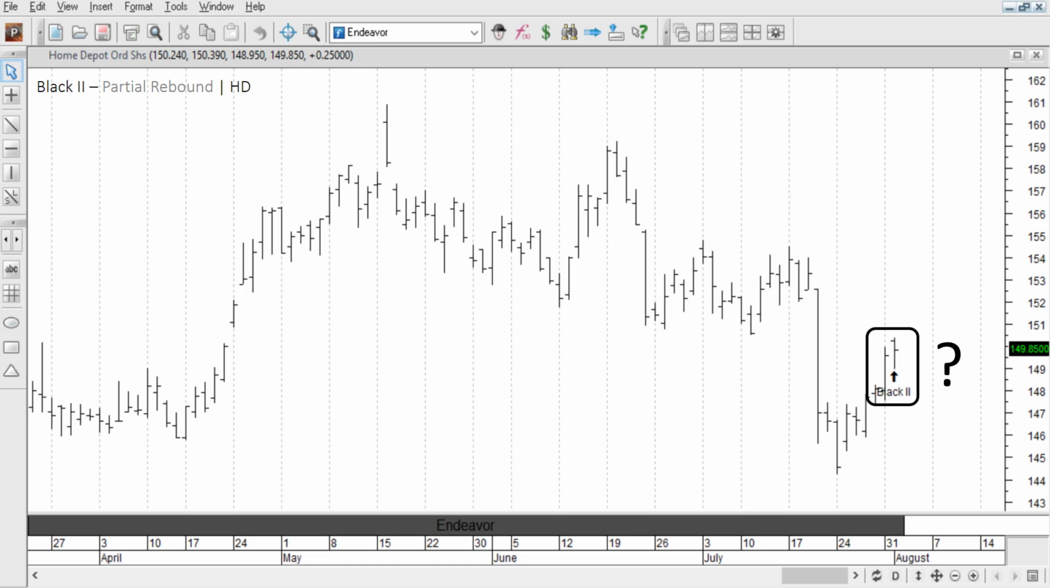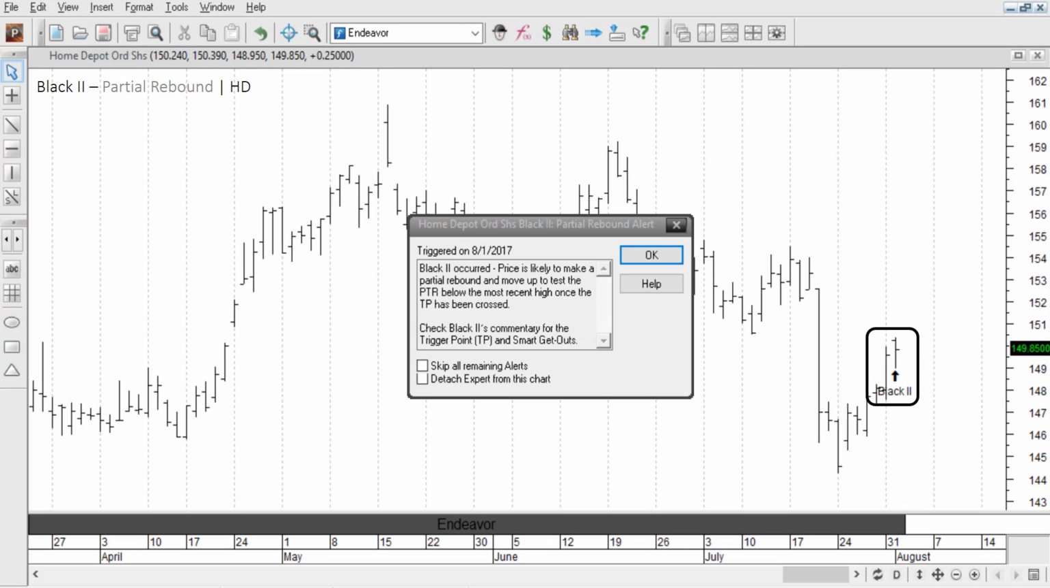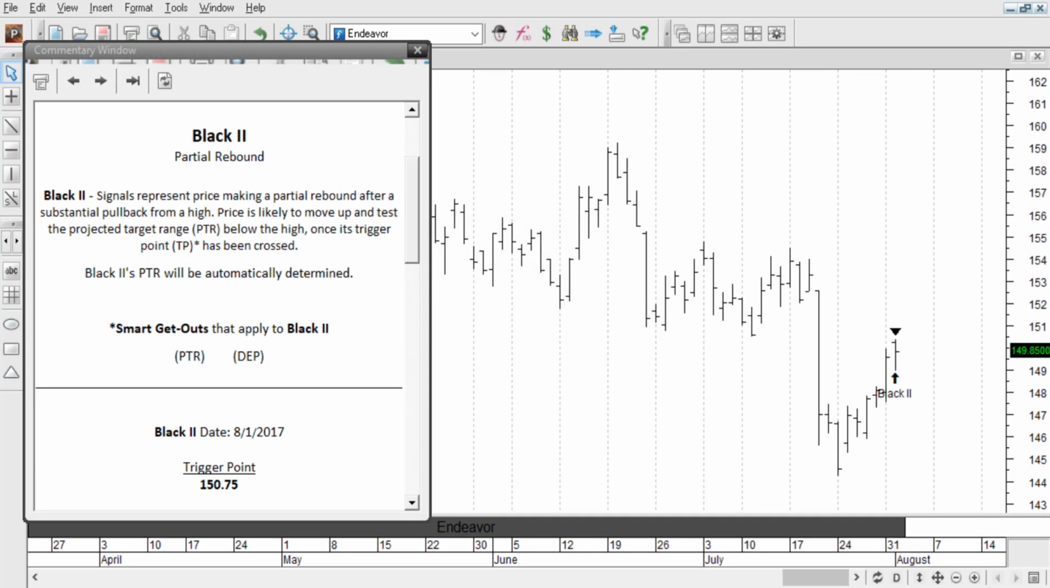Don't worry if you forgot what this signal means. We'll remind you with an alert box. But don't jump into the trade just yet. Check the commentary first. You see, each signal has its own rules for confirming its movement. This way, you can make sure that you're getting into the right trade at the right time.